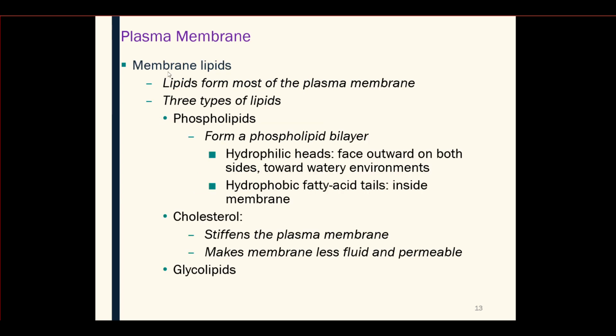Let's start with the lipids. Right, so lipids by percentage form the most of the plasma membrane. This is what we're going to see the most, and I'll show you this on a picture. There are three types of lipids that we actually studied in the biochemistry part of chemistry. There are phospholipids, cholesterol, and then we just kind of mentioned glycolipids. I'll show you what they look like again. So the phospholipids, they form something known as the phospholipid bilayer.